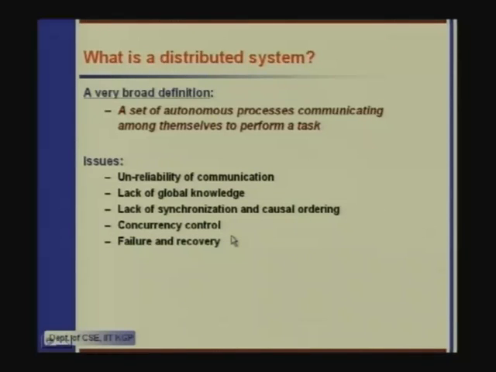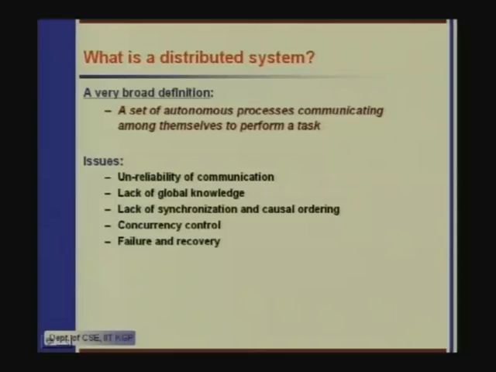Then concurrency control. Concurrency control, as we shall see, is one of the very fundamental challenges when implementing a distributed system. And then finally failure and recovery. Failure means that parts of the distributed system can go down, but that should not ideally lead to the collapse of the entire system. So how do we recover from that? How do we make the system fault tolerant? So these are the major issues.